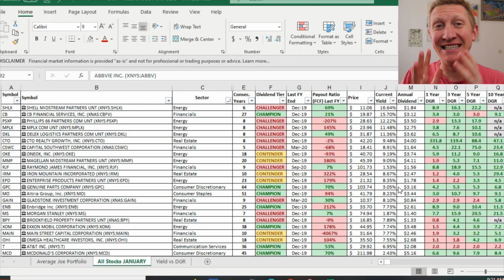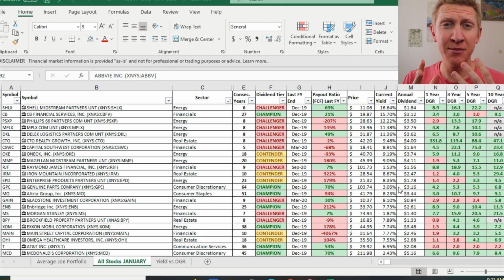Alright guys, so here is the dividend stock portfolio spreadsheet. Like I mentioned, this spreadsheet includes all the different dividend stocks that have been paying dividends for at least 5 consecutive years and increasing that dividend. That's an important component. And all the stocks that I own in my portfolio are from this spreadsheet.